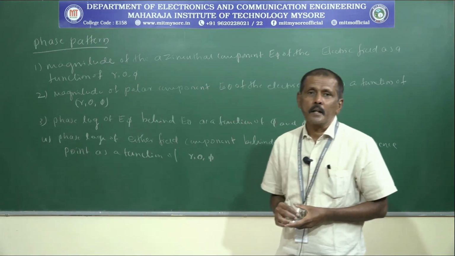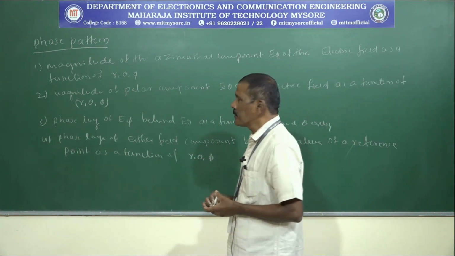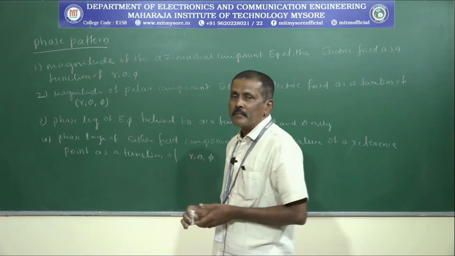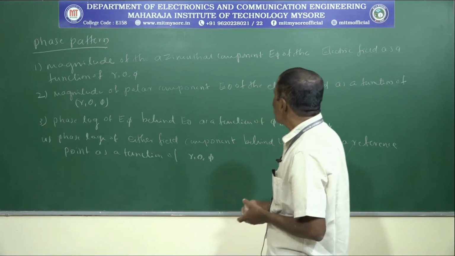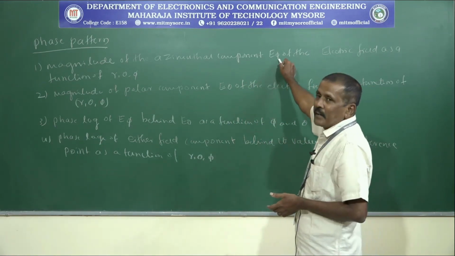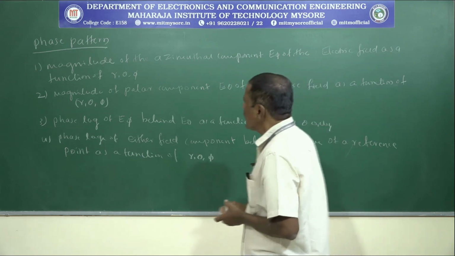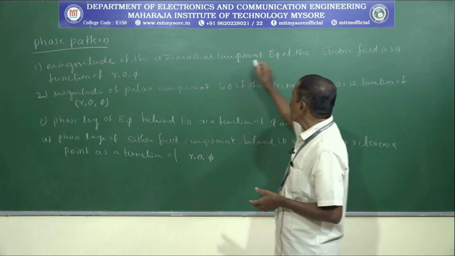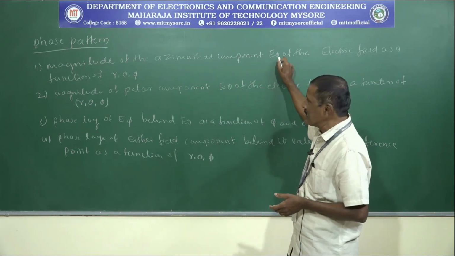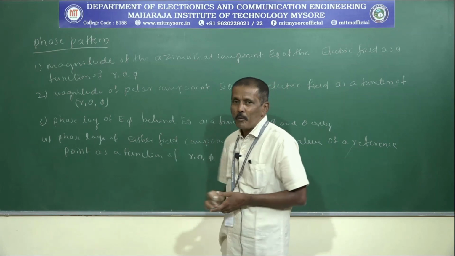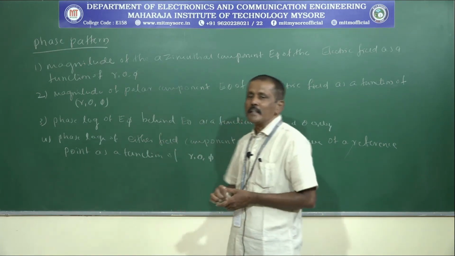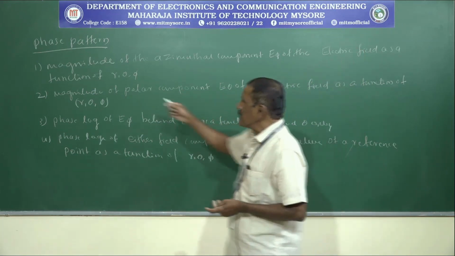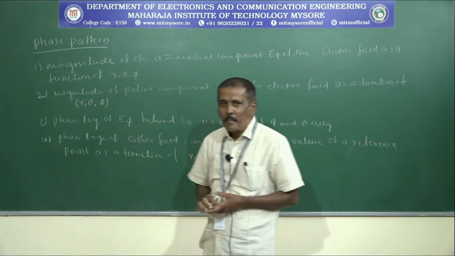Now consider the third pattern, that is the phase pattern. Now in order to understand the phase pattern, let us consider 4 points. The magnitude of the azimuthal component E phi of the electrical field as a function of r, theta, phi. That is the electrical field component in the phi direction, we are calling it the azimuthal component, and we are supposed to calculate the magnitude of this azimuthal component, and it is a function of r, theta and phi.